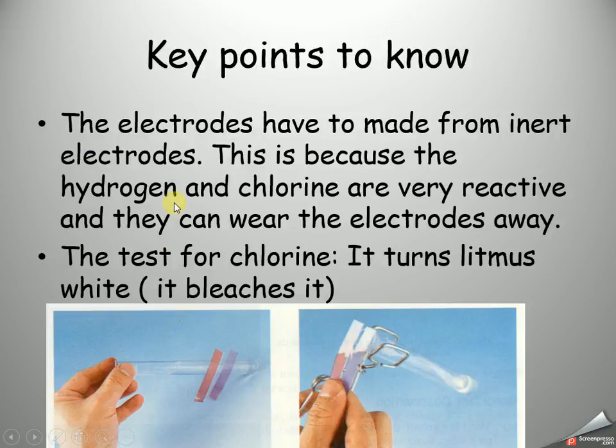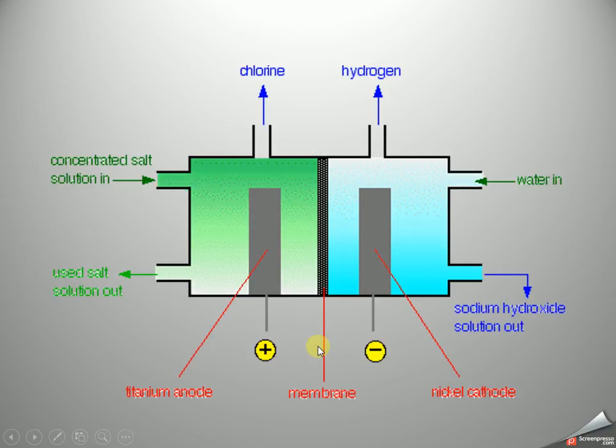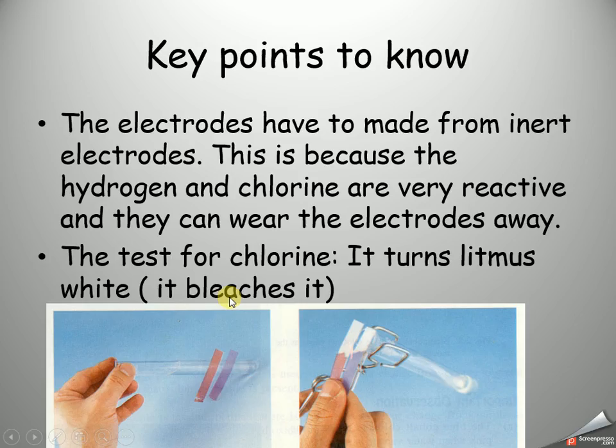So, key points that you have to know. The electrolysis has to be done using inert electrodes. Inert means unreactive. That is because the hydrogen and chlorine are very reactive and they can wear the electrodes away, which is why the inert electrodes are titanium and nickel.